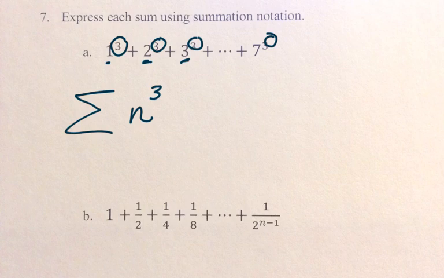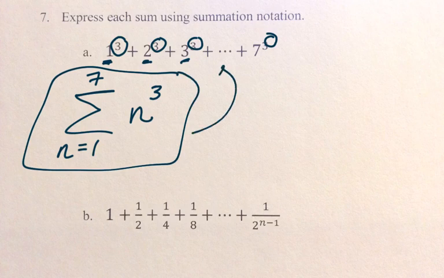Now to show how my index is changing, well, we're starting from 1, okay, and then we're ending at 7. So my ending value is 7. And this is the summation notation that matches that sum.